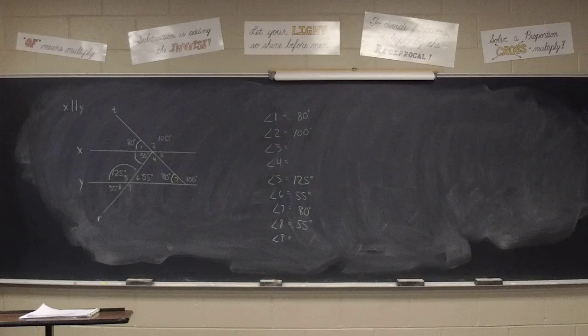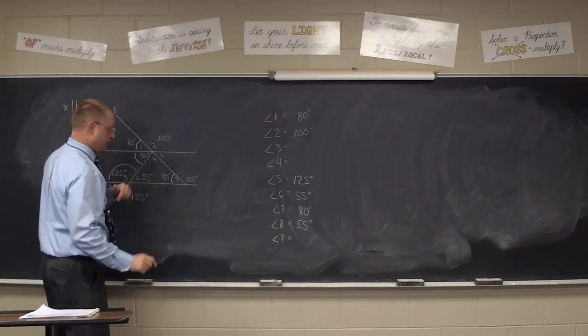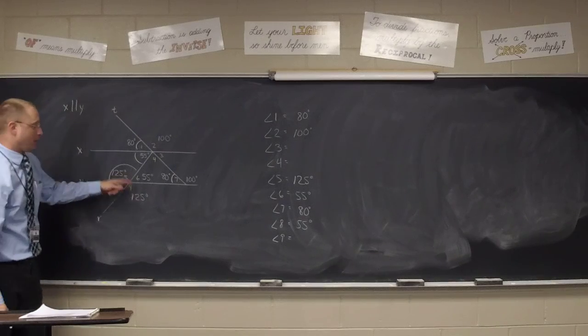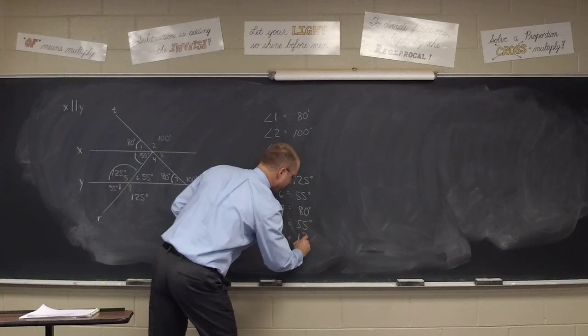Angle 9. Okay, how big is angle 9? 125 degrees. How do you know? It's vertical to angle 5, or supplementary to 6, however you want to do it. But angle 9 is 125 degrees.